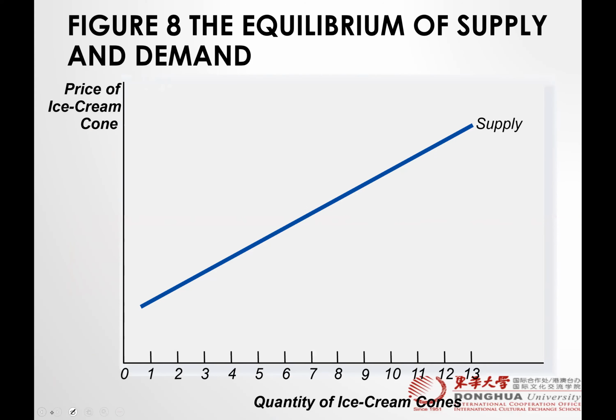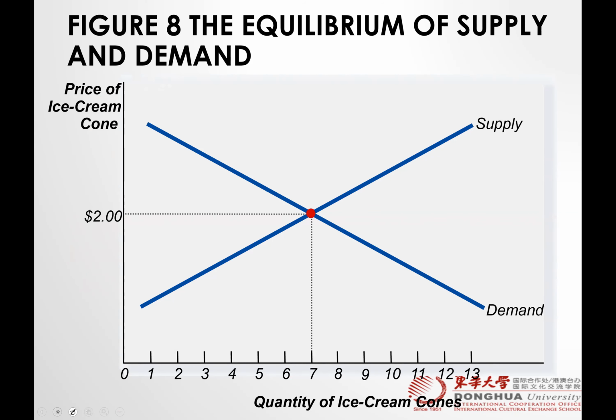is downward sloping, right? So what is the equilibrium? It is that point where the supply curve and demand curve intersect. You see, this red dot is called equilibrium, right? And at that equilibrium, we can find the equilibrium quantity and equilibrium price.